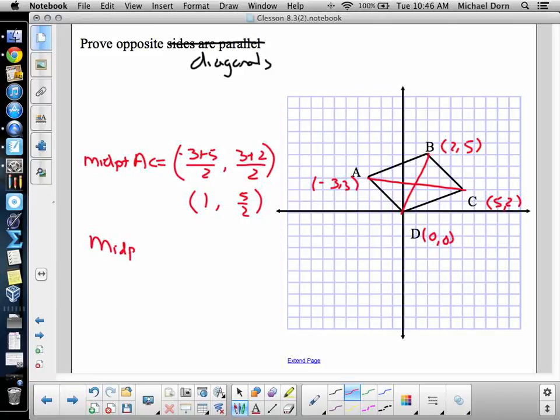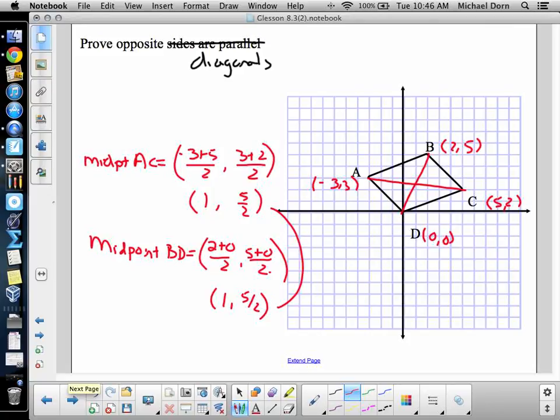Find the midpoint of the other one, BD. And again, 2 plus 0 over 2, 5 plus 0 over 2. Showing my work, that's 1, 5 halves. Aha, same midpoint, diagonals bisect each other. Must be a parallelogram.